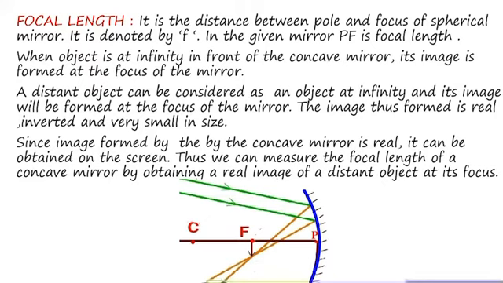When the object is at infinity, so the rays are coming from infinity, the image of the object is formed at the focus. The image formed is inverted, real, and can be taken on the screen. Inverted means upside down. Since the image formed by the concave mirror is real, it can be obtained on the screen. Thus we can measure the focal length of the concave mirror by obtaining a real image of the distant object.